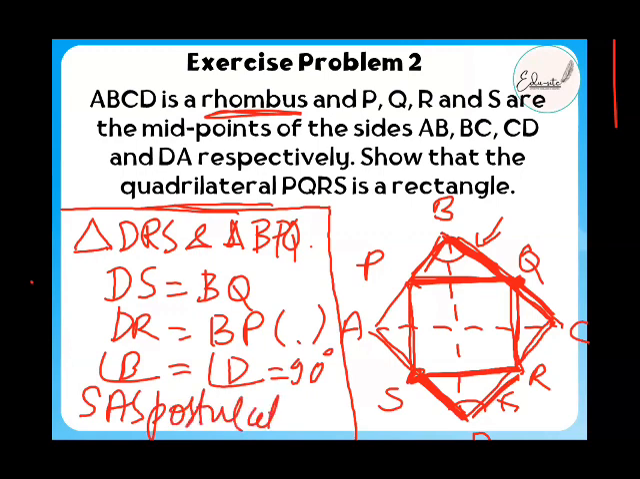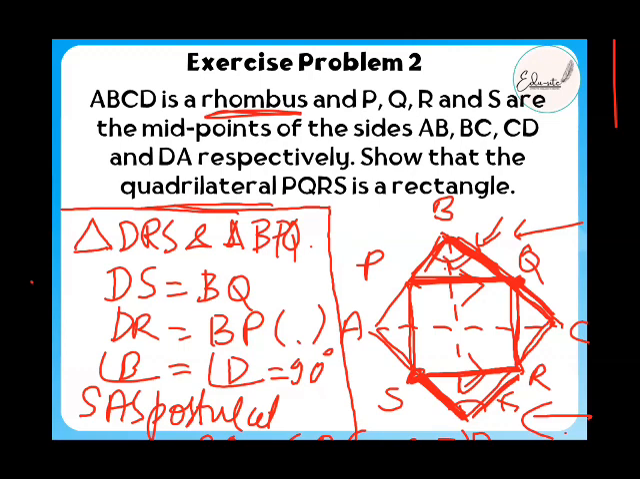This triangle PBQ and this triangle DSR are congruent. If these triangles are congruent, which sides can be equal, beta? PQ is equal to SR, correct? Yes. Why is PQ equal to SR, beta? PQ is equal to SR because of CPCT, corresponding parts of congruent triangles. We are done with this triangle and this triangle.